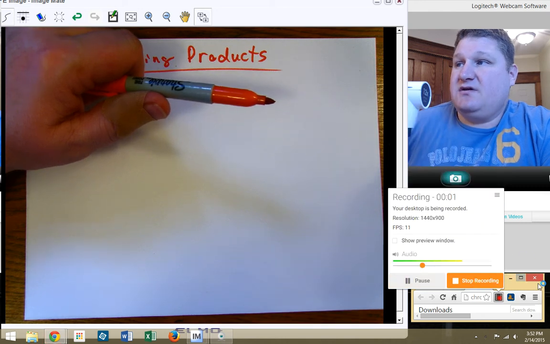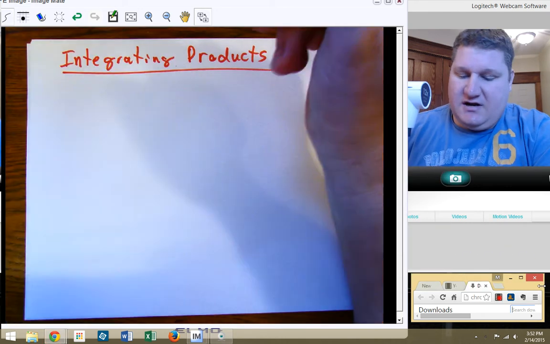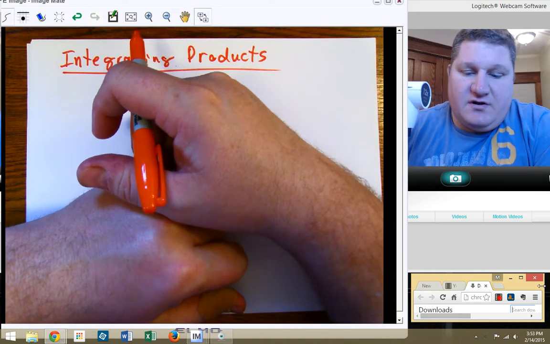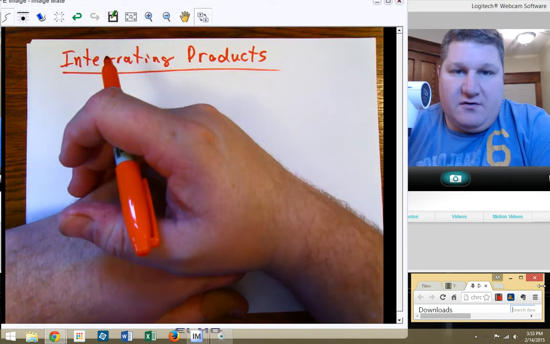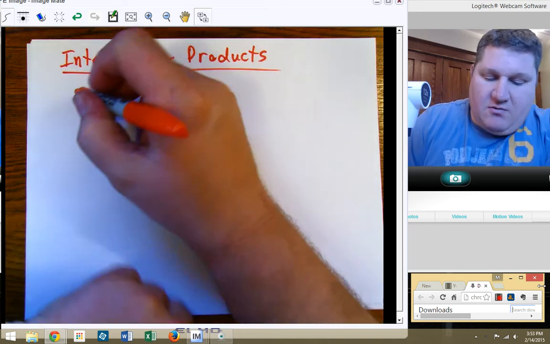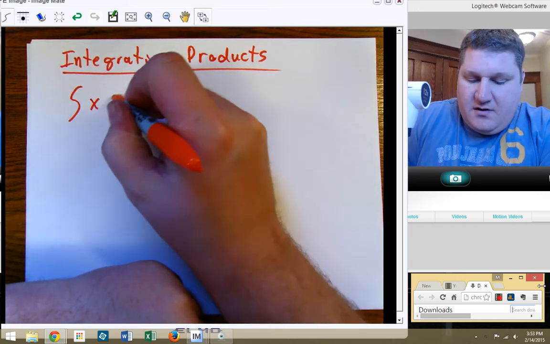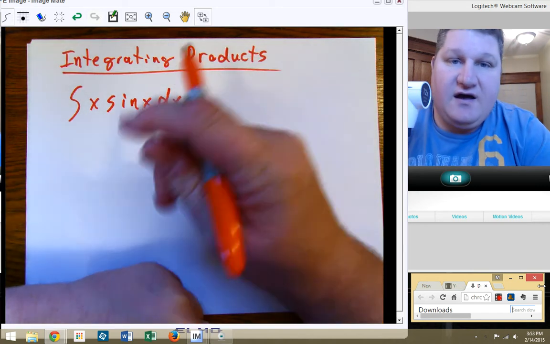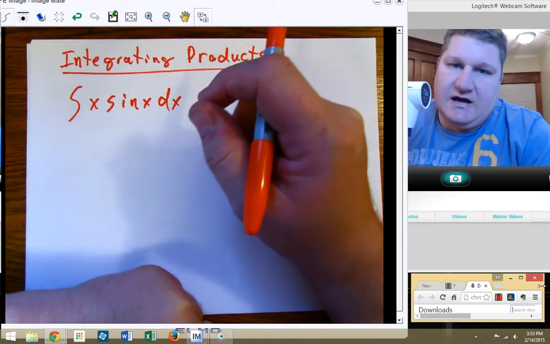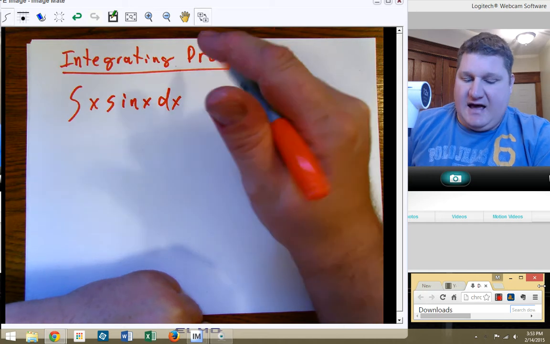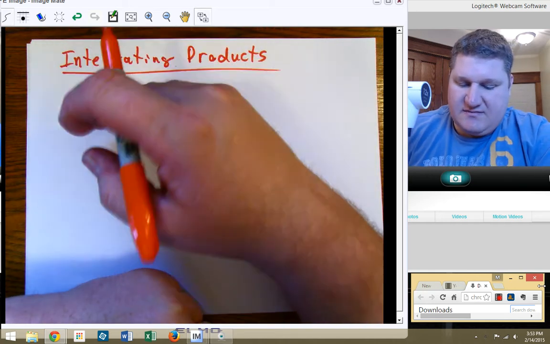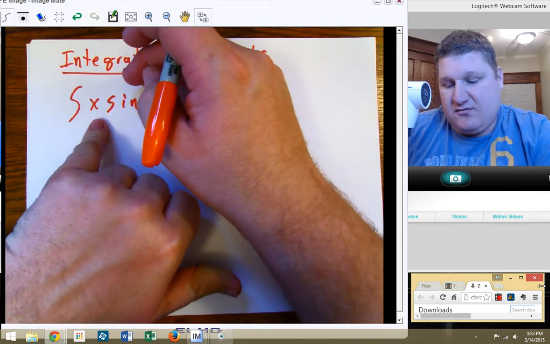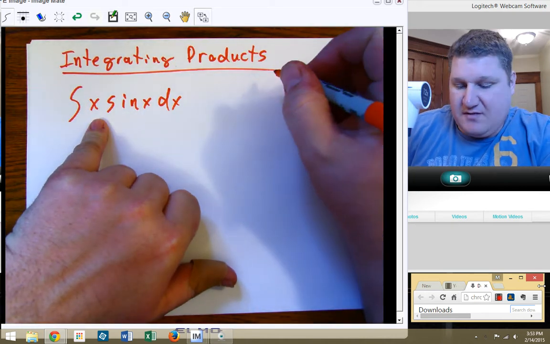Okay, ladies and gentlemen, what we're going to do now is start integrating products. Anytime we differentiate, we have a product rule that allows us to do differentiation. Unfortunately, we don't have any such rule for integrals. In this particular case, I have the integral of x sine x dx. To try to integrate that, I'm going to need to somehow break this up. Since there is no product rule, we're going to have to use what's called integration by parts.